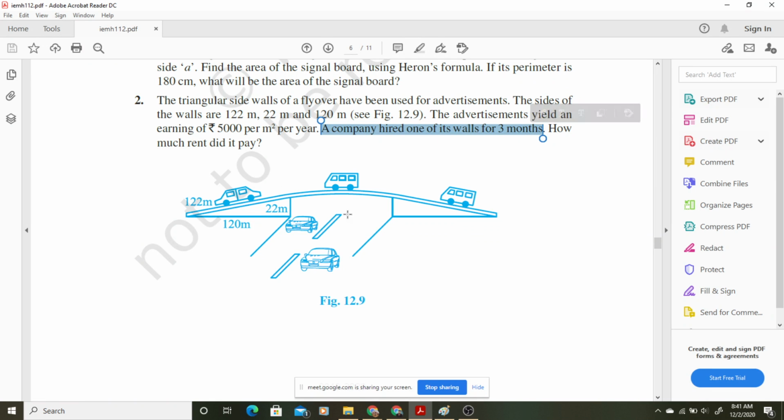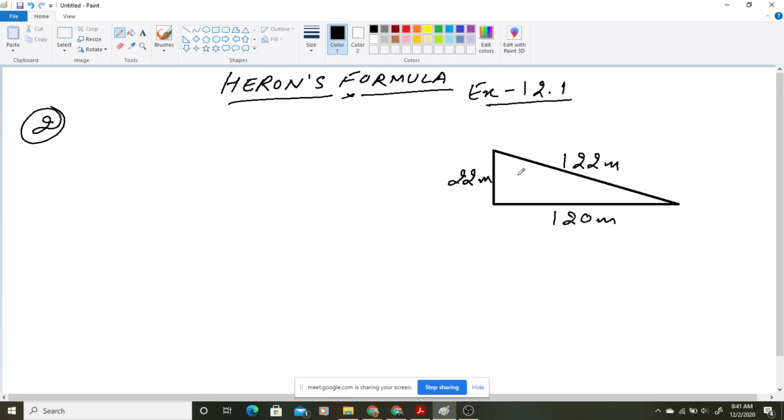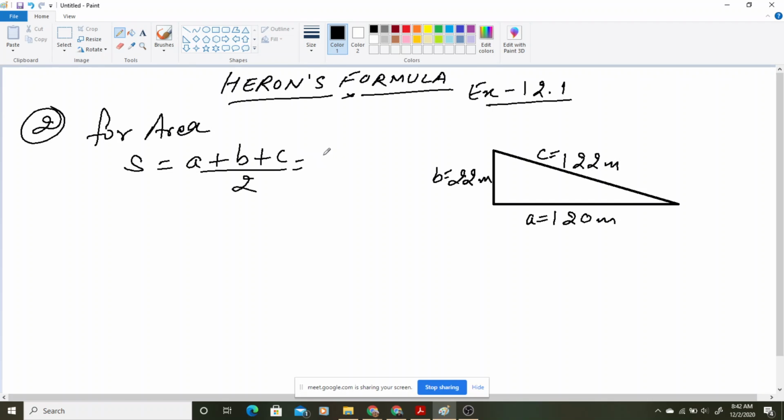So suppose they are hiring one of the walls, the first thing is we should know the area of the wall. How are we going to find the area? We know the formula, we will be using Heron's formula. So to find the area, we first find S. You know what is S? Yes, semi-perimeter, (A plus B plus C) divided by 2, correct. So if I take one side as A, one as B, one as C, it will be 120 plus 22 plus 122 divided by 2.